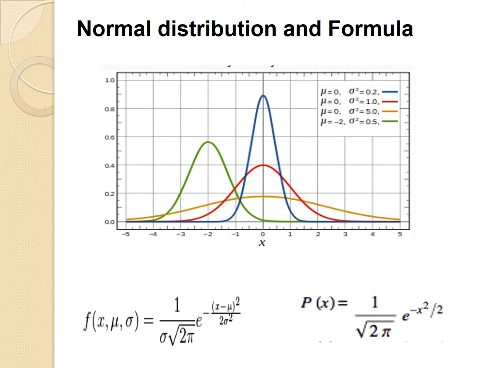All normal distributions look like a symmetric bell-shaped curve. That's why a lot of times it's also named the bell-shaped distribution, and there are times it's also referred to as the Gaussian distribution. The formula for the normal probability distribution is also presented in this slide.